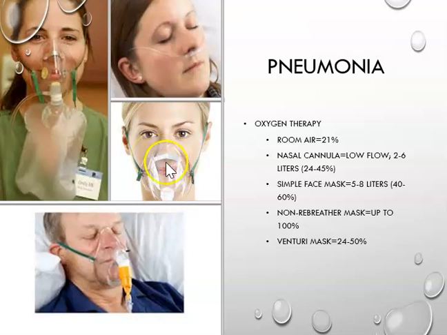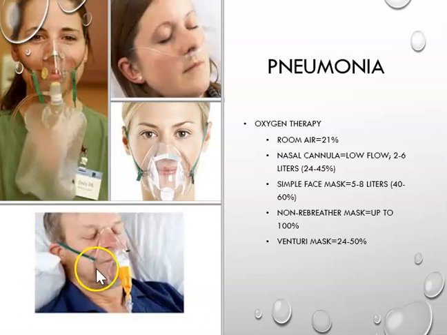The face mask, just to go back to that for a minute, can be for 5 to 8 liters, and it's about 40 to 60% oxygen. This is your non-rebreather, and she looks way too comfortable and not in distress to be wearing that. These are patients that are in quite a bit of distress. I'm going to put something like this on them right before they end up on a breathing machine, so right before we BiPAP them or ventilate them. That's up to 100% oxygen.